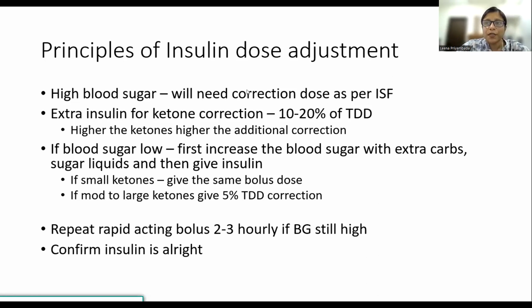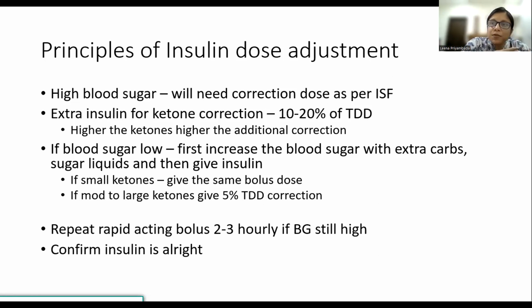Now when we have high blood sugar and we have ketones, we have to give insulin for the blood sugar which is high and for the ketones which are present. So we calculate the correction dose and then we calculate the extra insulin for the ketone correction. The rough formula is 10 to 20% of the total daily dose.